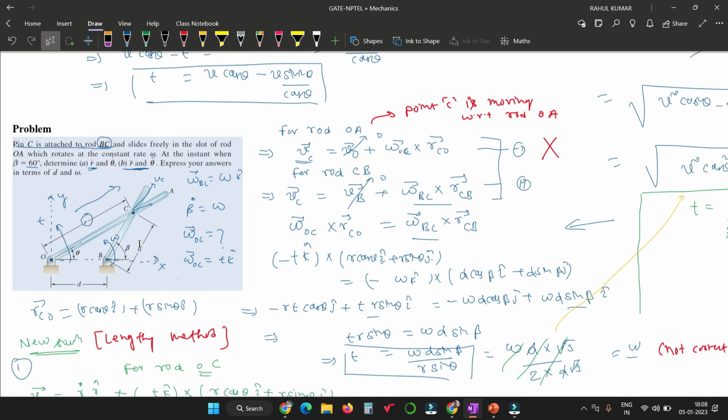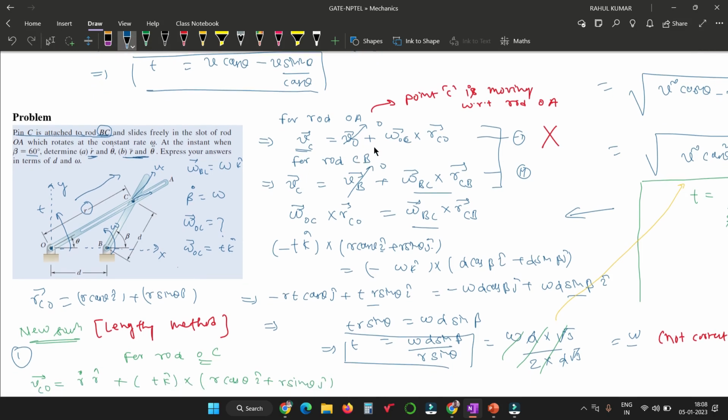Yeah, yeah. So I want to clarify that problem, and after that we will move further. So what was the problem? The main problem was, in the last problem, you can see that we are writing this equation, VC equal to V naught plus this, and for the VC for rod BC, we are writing this equation.